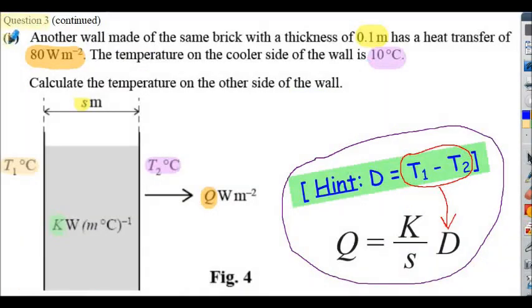Question 3, part 2. We're given another wall of the same brick with a thickness of 0.1 meters, has a heat transfer of 80 watts per meter squared. We're given the temperature on the cooler side of the wall is 10 degrees C, that will be T2. In this case, we've got to calculate the temperature on the other side of the wall, T1. Hint in the question shown here and the full work solution shown on the following slide.